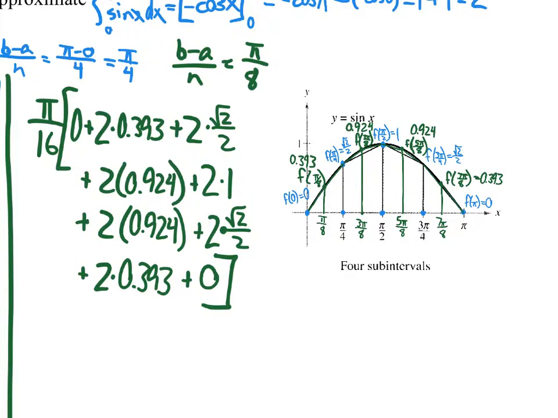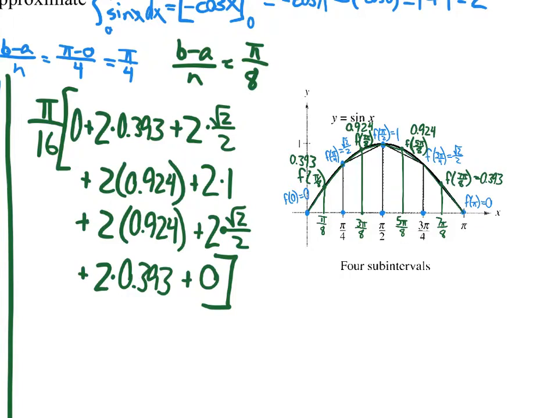And then we have your endpoints, or your bases. The first one is 0 plus 2 times 0.393 plus 2 times root 2 over 2 plus 2 times 0.924 plus 2 times 1 plus 2 times 0.924 plus 2 times root 2 over 2 plus 2 times 0.393 plus the last one was 0. Okay? The first and last are not always going to be 0. It just happens to be on this time.